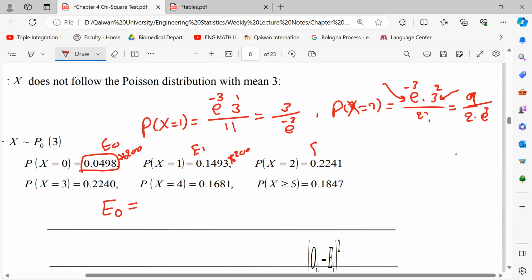E2 is this one times 200. E3 is this one times 200. This is E4. E5 is this one times 200. We find all the expected frequencies. We now have observed frequencies and expected frequencies. We now can make the table.